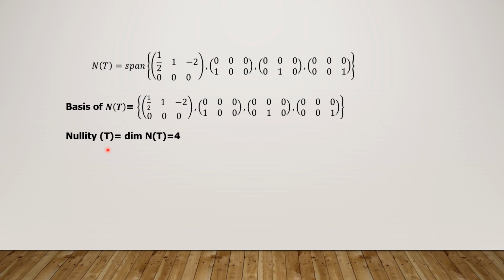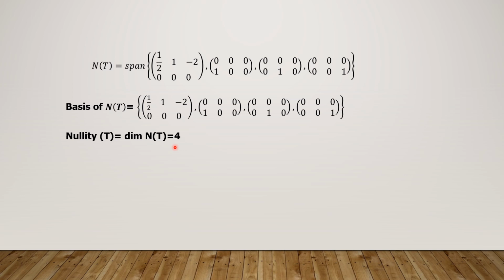Therefore, the nullity of t. What is nullity of t? It's nothing but the dimension of n of t. What's the definition of dimension of n of t? The number of elements in the basis. So the basis here contains 4 elements. So the dimension of n of t is nothing but 4.